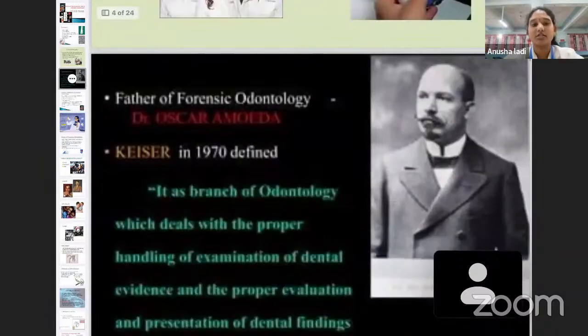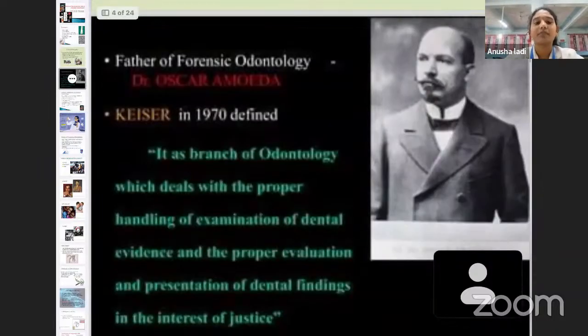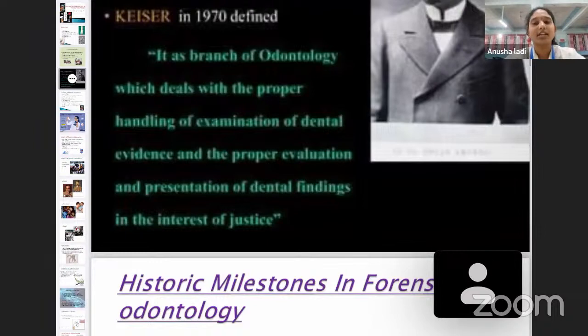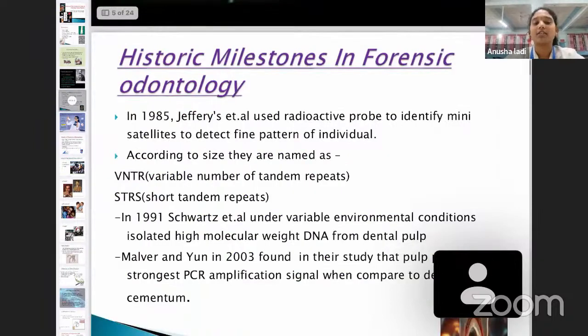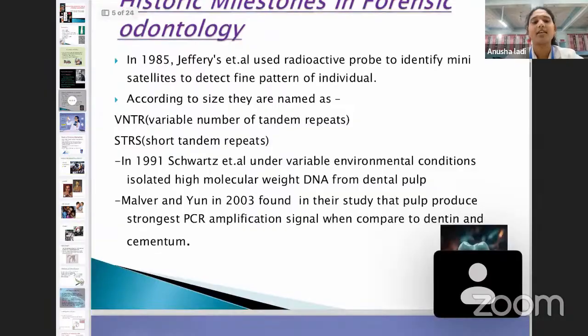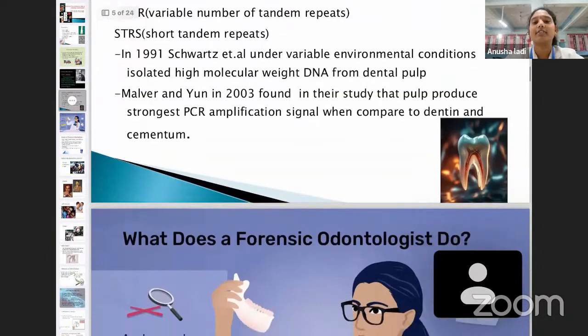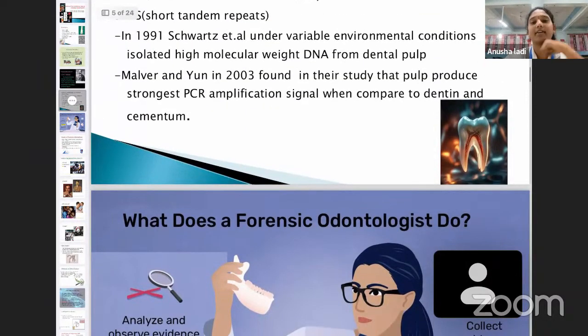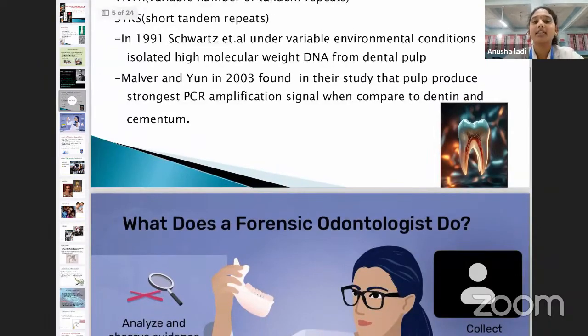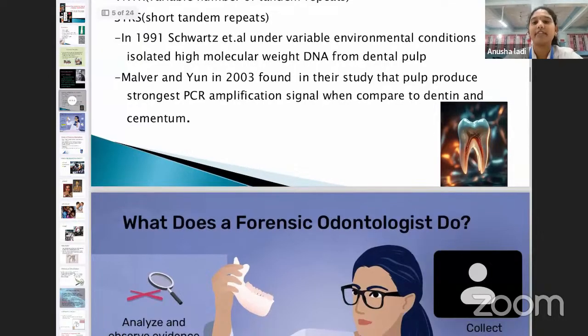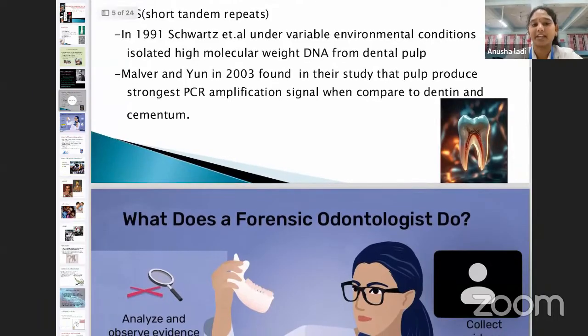Father of forensic odontology is Dr. Oscar Amoedo. Then, historic milestones in forensic odontology. In 1985, Jeffreys et al. used a radioactive probe to identify these minisatellites to detect the fine pattern of these individuals. According to size, they are named as VNTR and STRs, that is variable number of tandem repeats and short tandem repeats. In 1991, Sweet et al. under variable conditions isolated high molecular weight DNA from the dental pulp. And in 2003, a study found that the pulp produced the strongest PCR amplification.